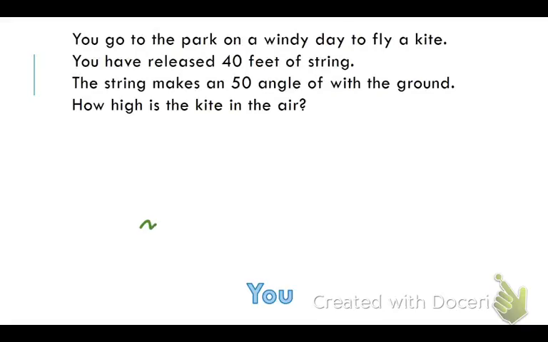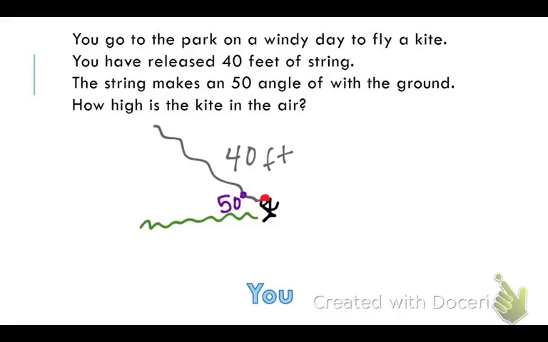So you're in a park. Here's the park, and here's you. It's an ugly looking person. Here's a ball cap because it's your day off. You're flying a kite. Again, kites don't fly straight up. They fly at an angle. It is 40 feet of string. The string makes a 50-degree angle with the ground. How high is the kite in the air?